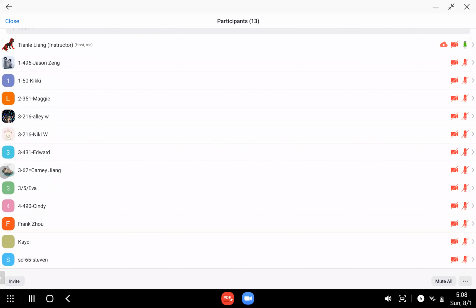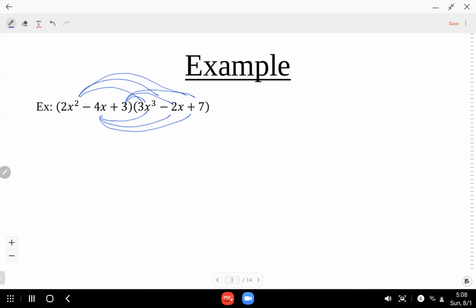Oh, Steven joined. You're late, Steven. Anyways, for those who just joined, we're doing this example, so once you're done, post your answer in the chat. Okay, I'll give you a few moments to try and solve this. I'll erase this in case you have trouble seeing it. Okay, I'll check back in a couple moments.